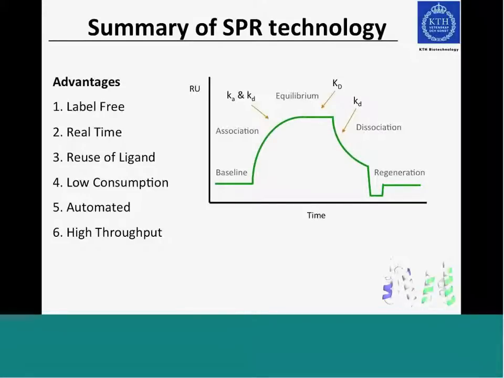Okay, to sum up, the basic SPR technology advantages are that you don't need to label the sample, you don't need to label the ligand or the analyte. You can monitor the interaction in real time. The ligand can be reused if you find proper regeneration conditions. You don't consume very much sample compared to other techniques, for example, ELISA, and you also get kinetics. You get the full on and off rate profile. It can be automated, and especially on the Proteon, you can run samples at a rather high throughput.